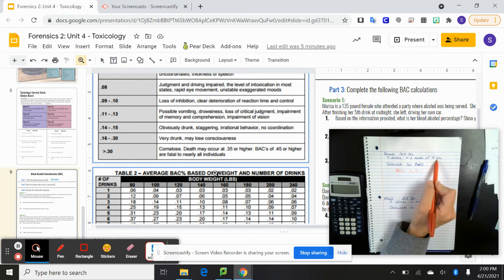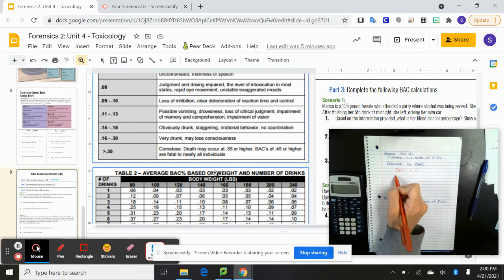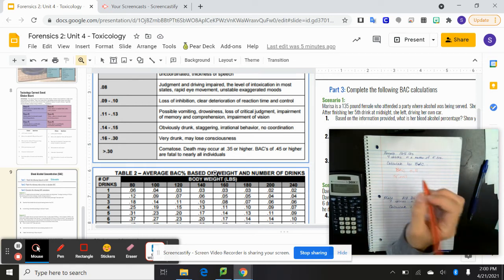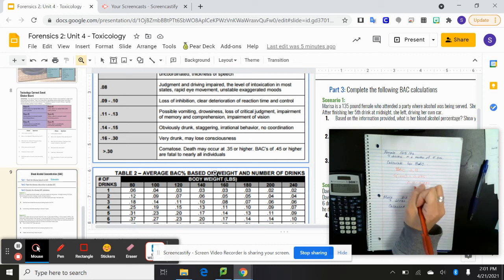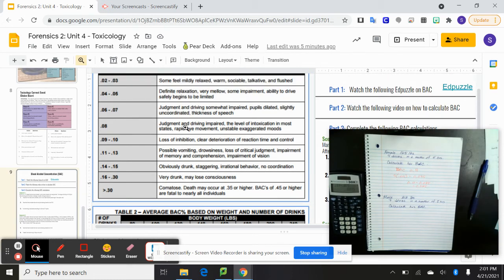Now, if it's in a matter of 5 hours, what you're going to do is take that 5 and multiply it by that 0.015 factor. Okay, so that gives me the 0.075. So I can now take my 0.11 minus that 0.075. And that actually brings this blood alcohol level down to 0.035. Huge difference. Okay, that's definitely saying that person is mildly relaxed, sociable, talkative, whatever.